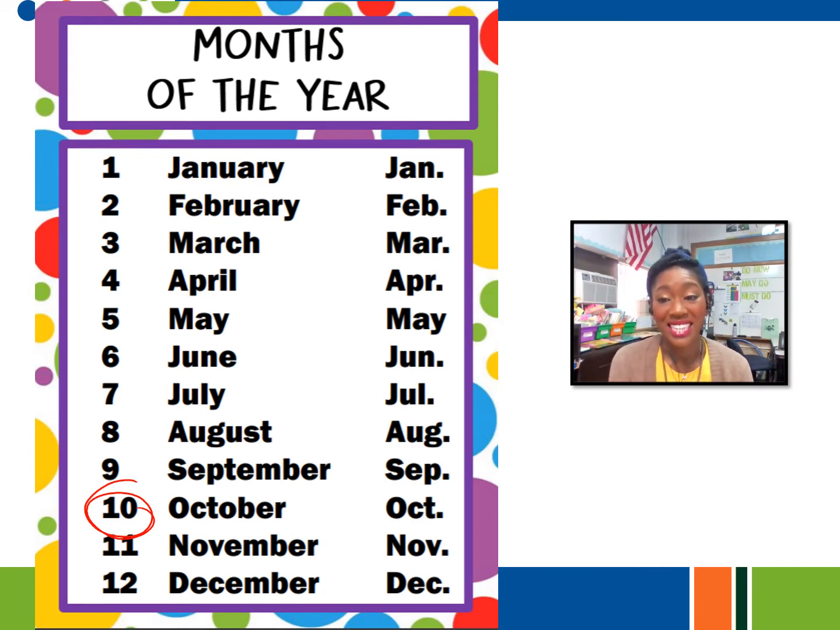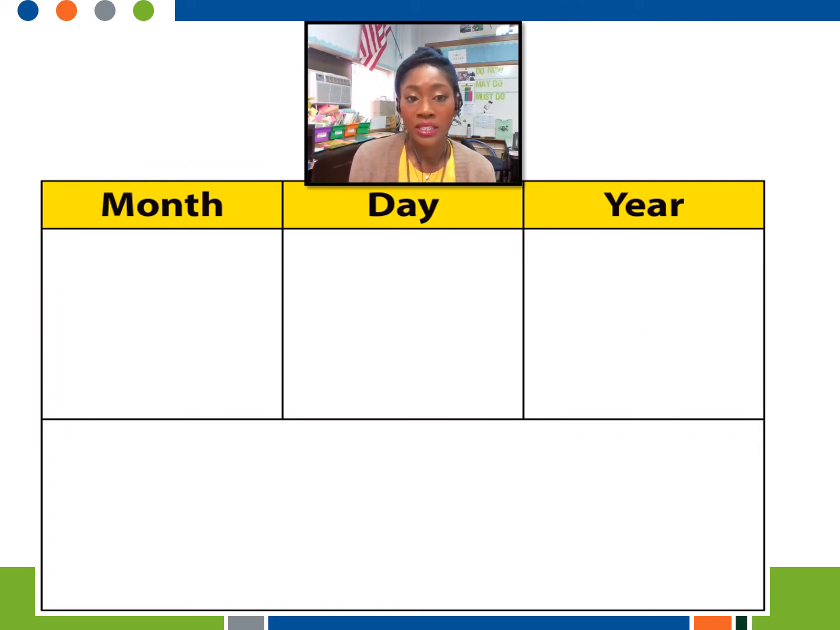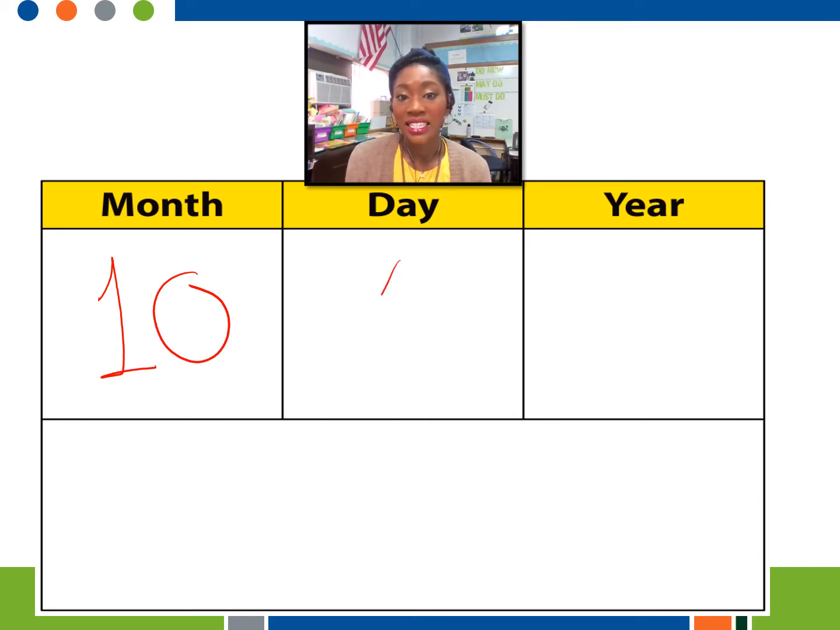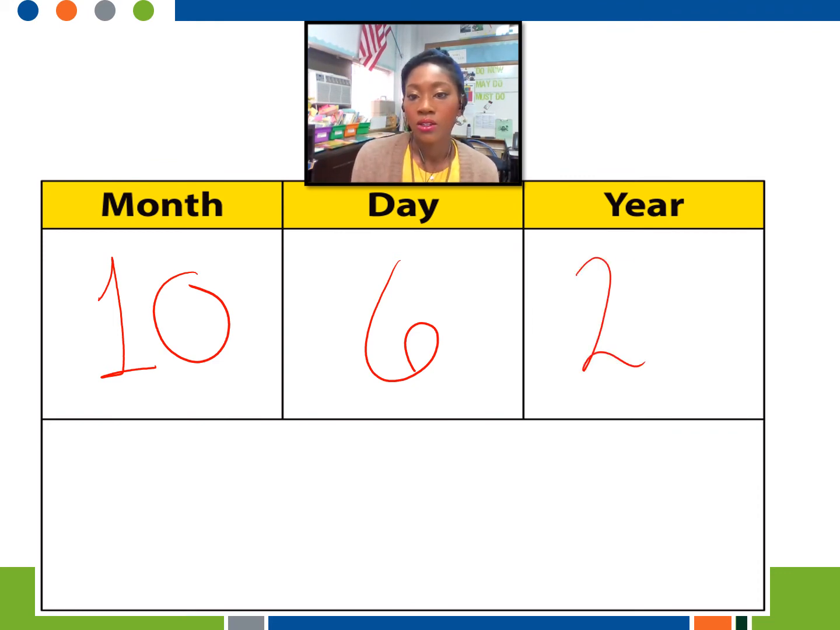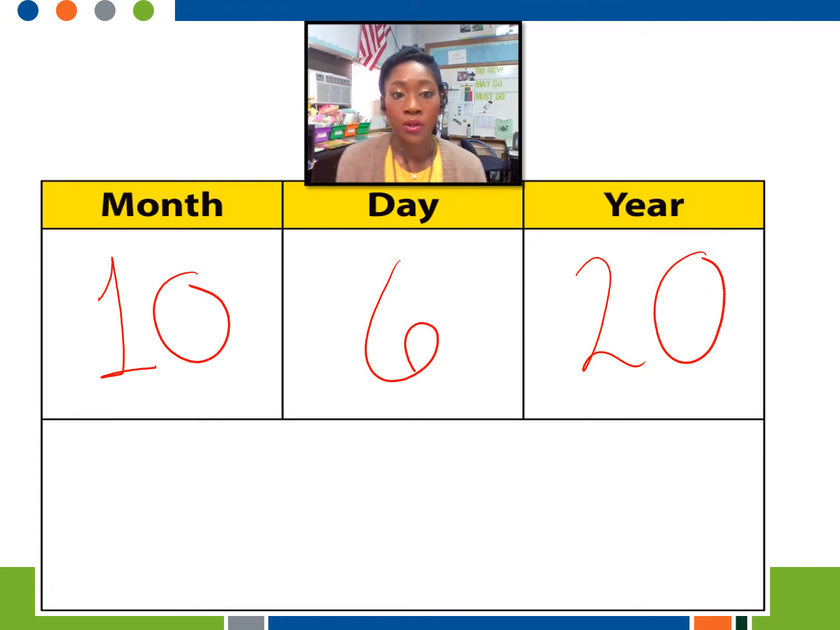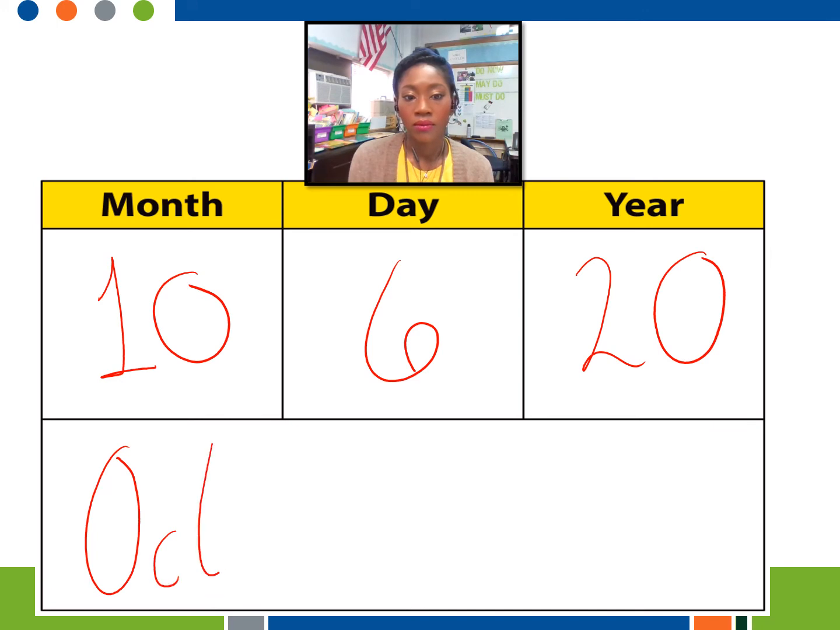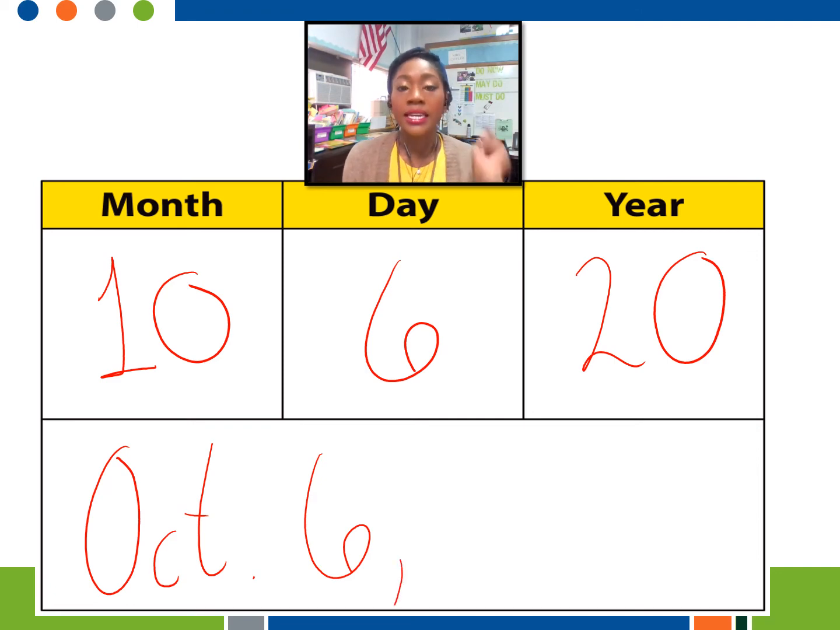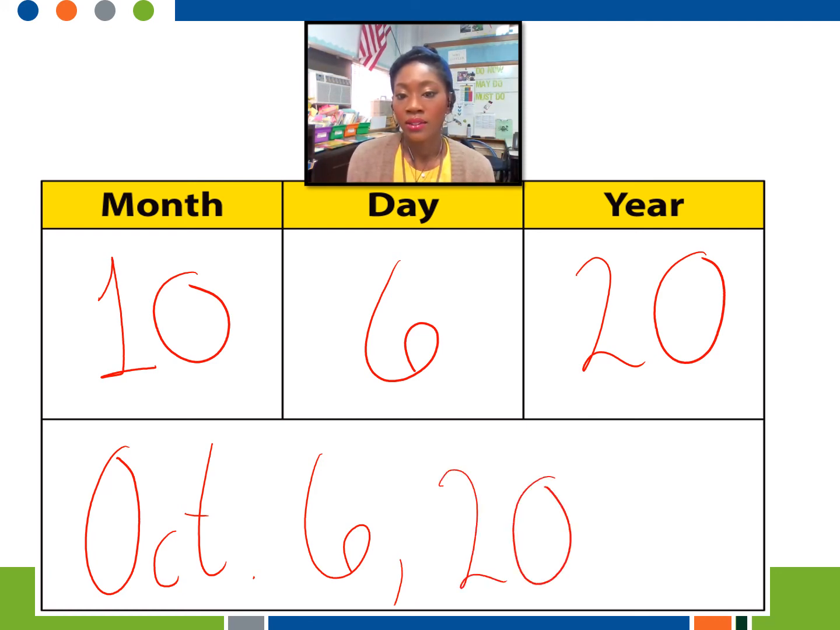So let's go ahead and write our date. We know that October is the 10th month. Today is the 6th day of October, and our year is 2020, but Miss Kyler doesn't write all 4 digits. I only write the last 2 digits, the 2 and the 0. Now I'm going to write the abbreviation for October. The day is the 6th of October. Now I'm going to write all 4 digits for the year, 2020.